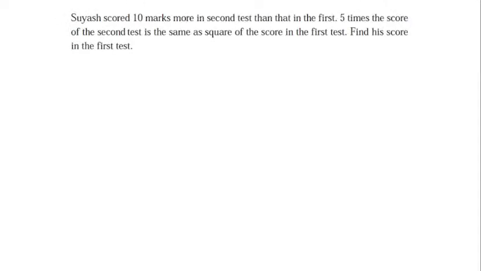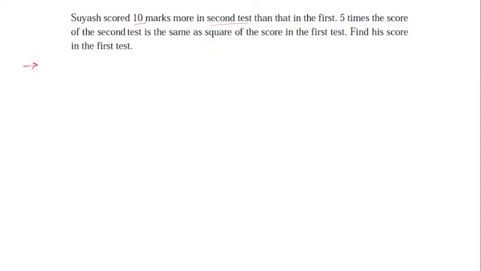There are some word problems which are based on the quadratic equation. So we have to apply the concept of quadratic equation to find the answer to those word problems. So let's have one word problem. The question is: Suyash scored 10 marks more in the second test than in the first. 5 times the score of the second test is the same as the square of the score in the first test. Find his score in the first test. So Suyash has marks in two tests, the first test and the second test.